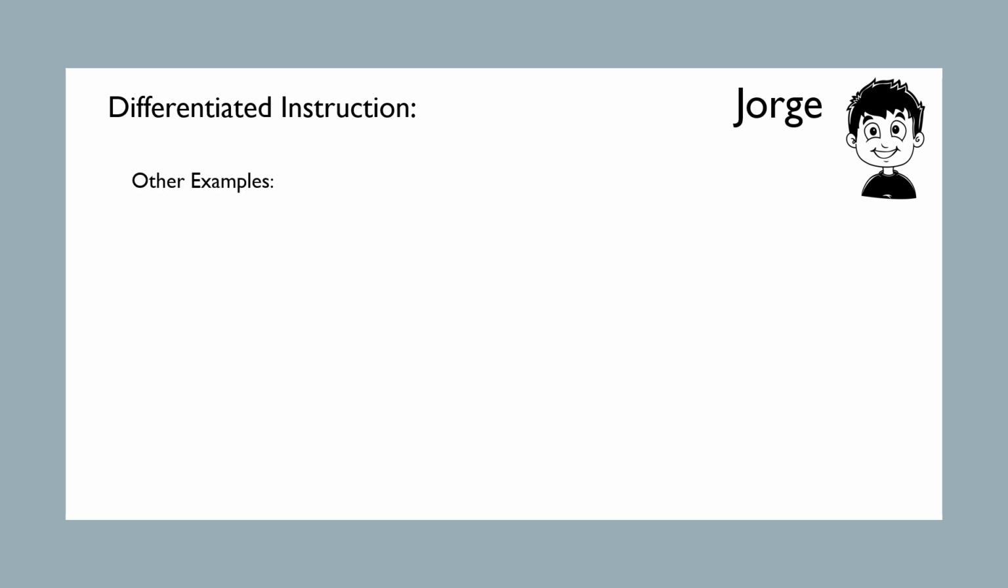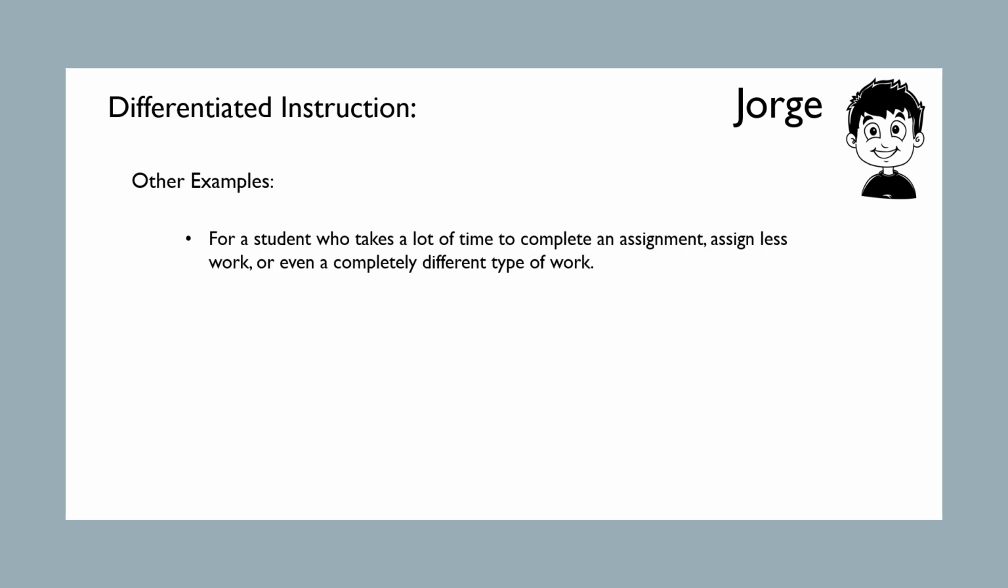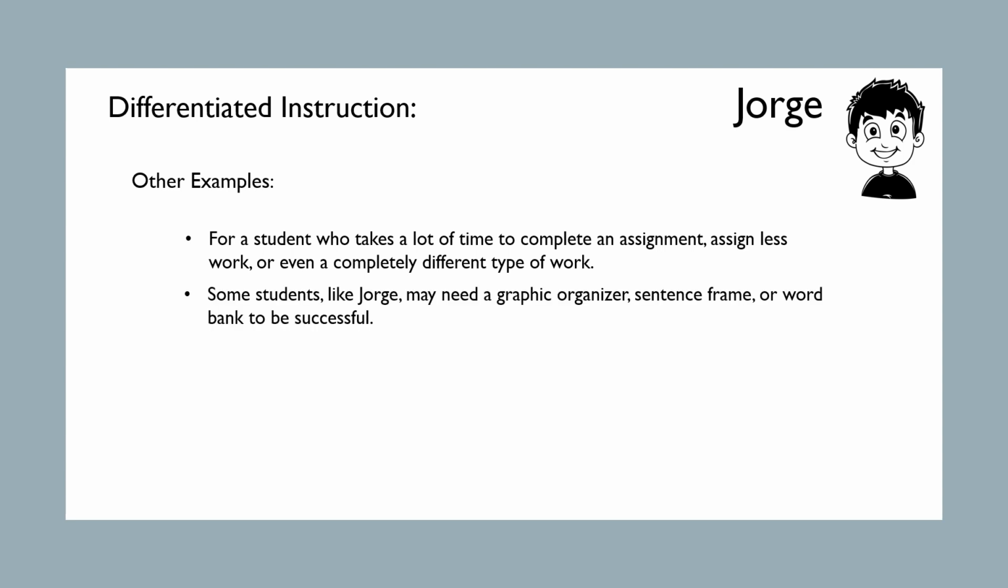Other examples of differentiated instruction include, for a student who takes a lot of time to complete an assignment, assigning less work. For example, if Jorge takes a long time to complete a reading response page because he must read over the words several times to translate everything into Spanish, it's appropriate to give him easier reading material or fewer questions to answer. This will keep him from being discouraged. Some students, like Jorge, may need a graphic organizer, sentence frame, or word bank to be successful.